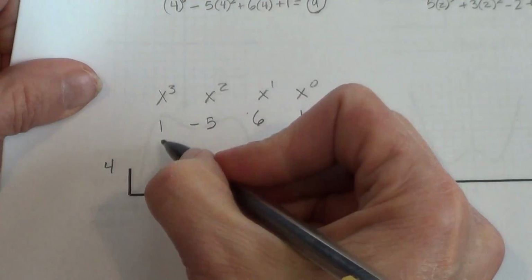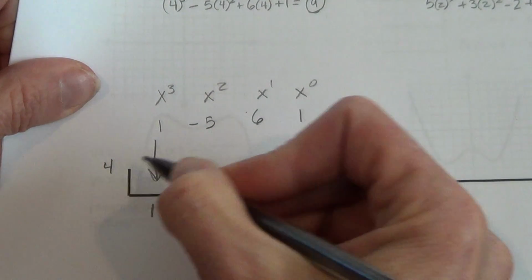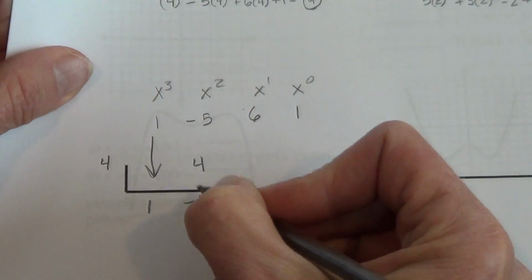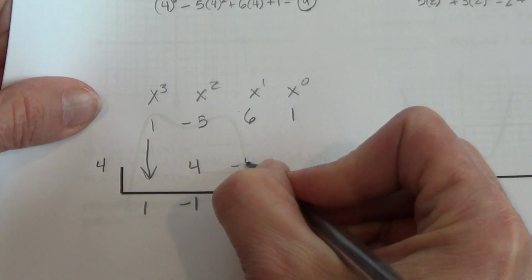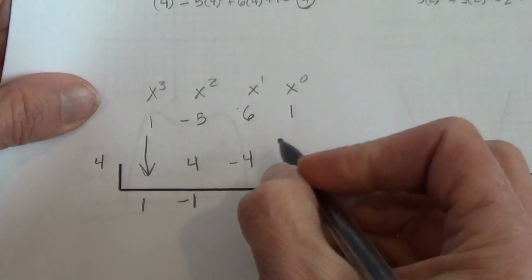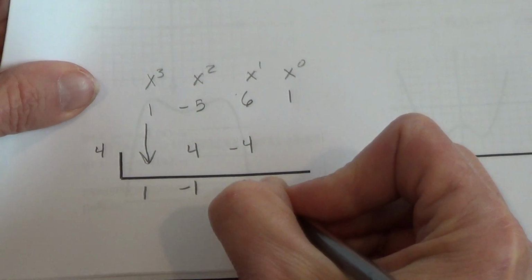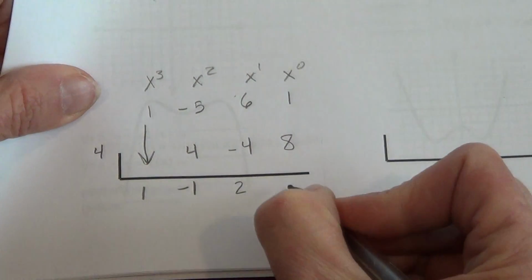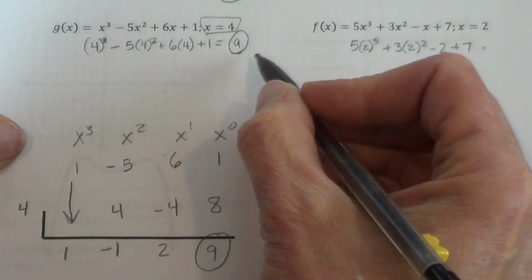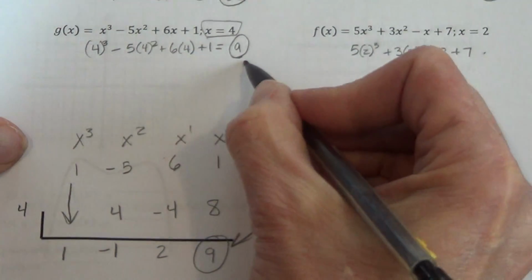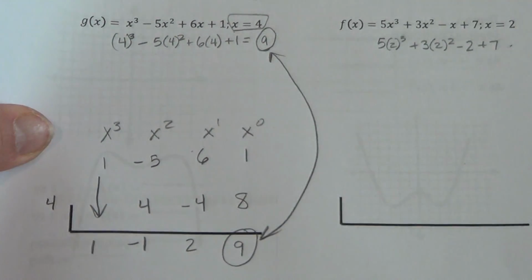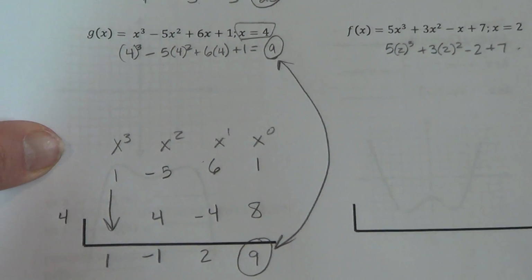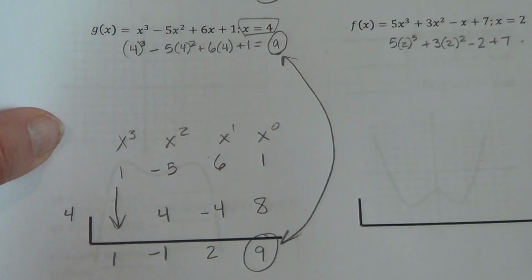Okay, drop the first one down. 1 times 4 is 4. 4 plus a -5 is -1. -1 times 4 is -4. 6 plus a -4 is 2. 2 times 4 is 8. 1 plus 8 is 9. The nice part about Algebra 2 is we get far enough along for you to see some really neat shortcuts.